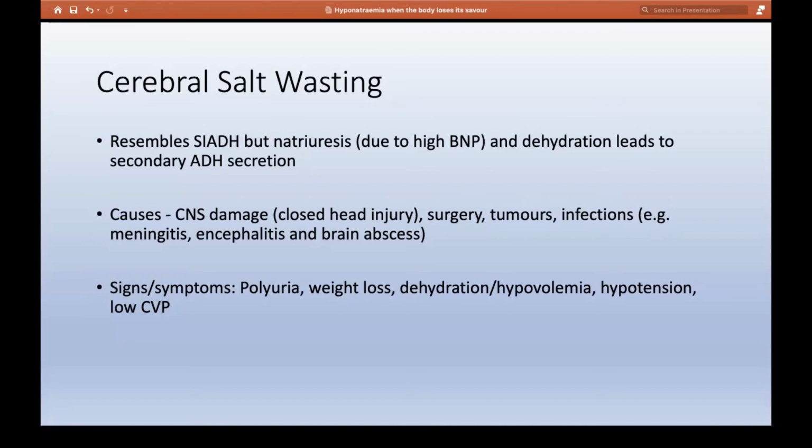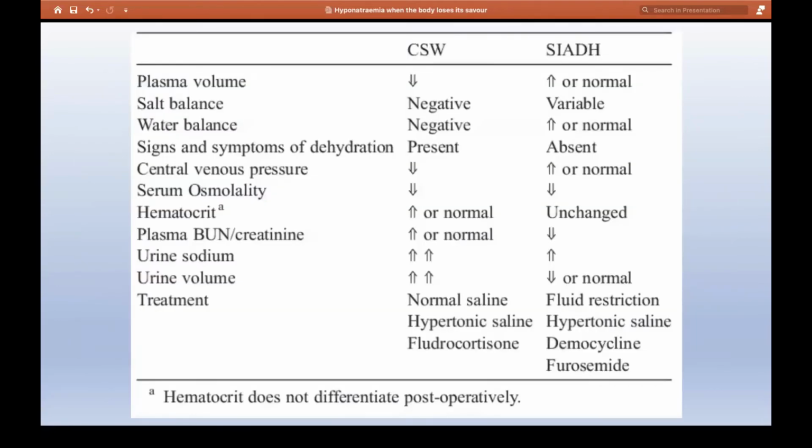So what are the causes of cerebral salt wasting? It could be, again, any kind of neurological insult, just like SIADH: head injury, surgery, trauma, infections, anything. So it may not be very easy to differentiate SIADH and cerebral salt wasting initially. Definitely the differentiating factor is that in cerebral salt wasting, the patient will have hypovolemia, whereas in SIADH, it's either normal or a little bit high.